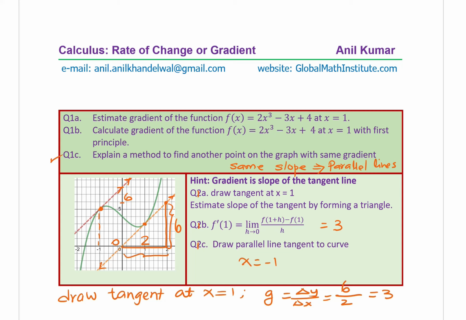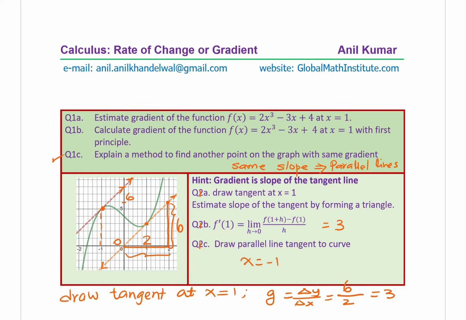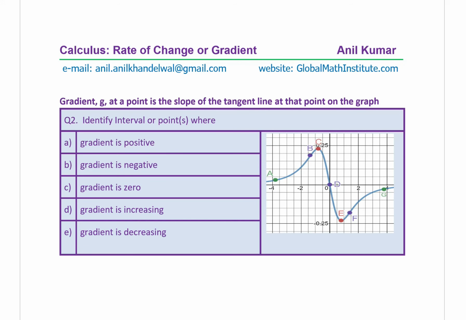So I hope you've understood the method of calculating the gradient and also finding another point on the graph where we could have the same gradient, right? Let's take the next question now, which is question number 2.